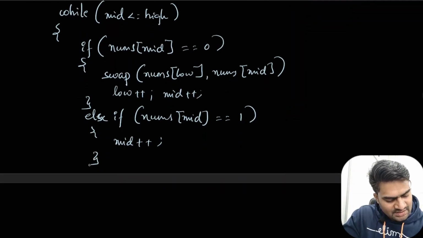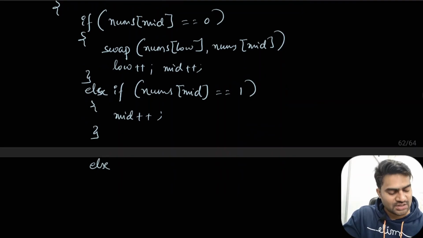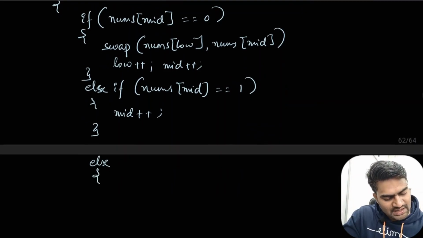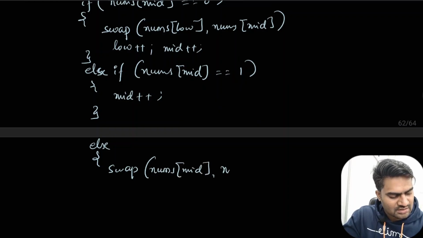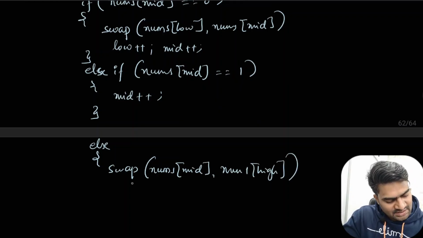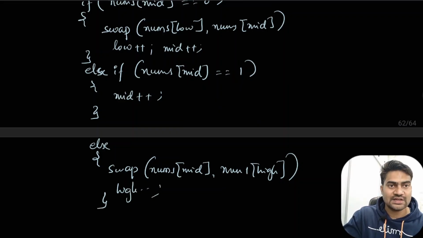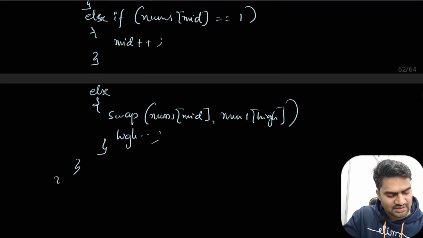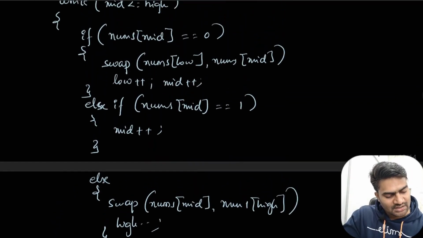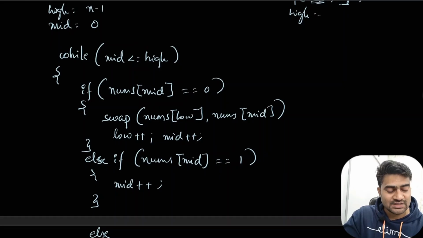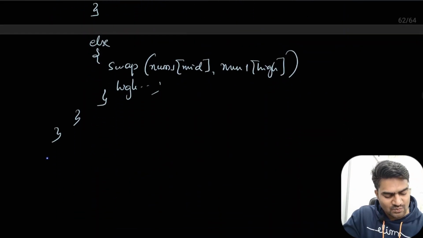Else it is 2, so I will swap nums of mid comma nums of high. Then I will decrement only my high pointer. Okay, this is done and we can close. So this way we will sort all the numbers in a single pass, in one pass basically.